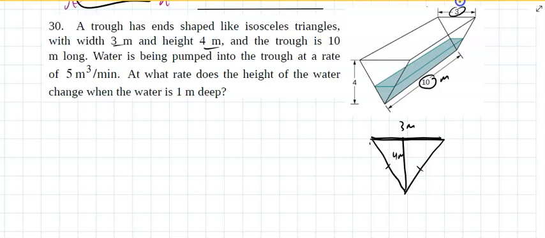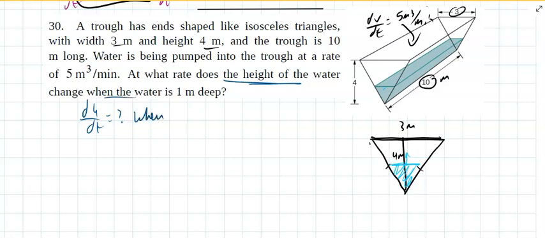Okay. Water is being pumped into the trough at a rate of, so the change of volume with respect to time, you are pouring in 5 cubic meters every minute. At what rate does the height of the water, so water is this high, if you're pumping water into it, that height is increasing. They're asking how fast is that changing when the height of the water is 1 meter, when it reaches 1 meter in depth?